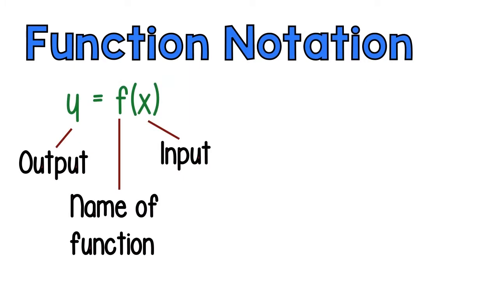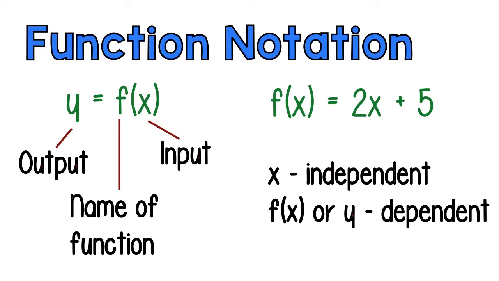Function notation simply looks like this, where y is the output, f is the name of the function, and x is the input. For example, this function is read as f of x equals 4 times x minus 3, where x is the independent variable and y or f of x is the dependent variable.